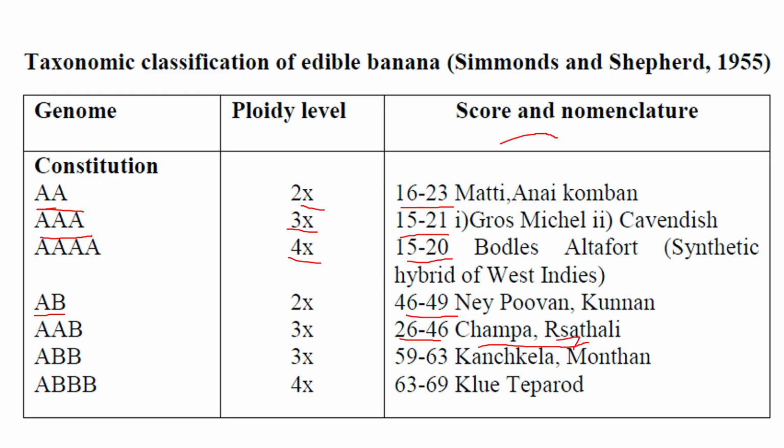Then ABB, the ploidy level is 3x, 59 to 63 will be the score. Kanchkela, there is also a spelling mistake, the I is missing. Then Monthan. Then ABBB, ploidy level 4x, and the score is 63 to 69, and the variety coming under this is Klue Teparod.